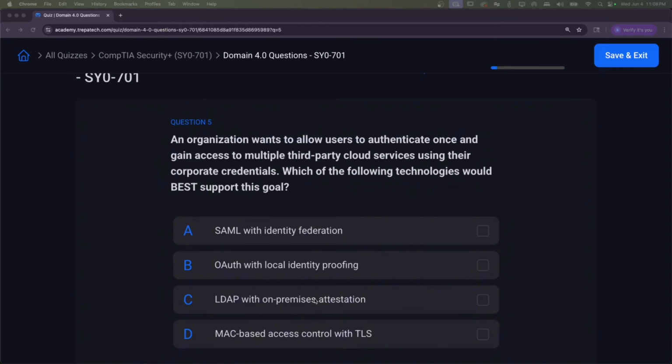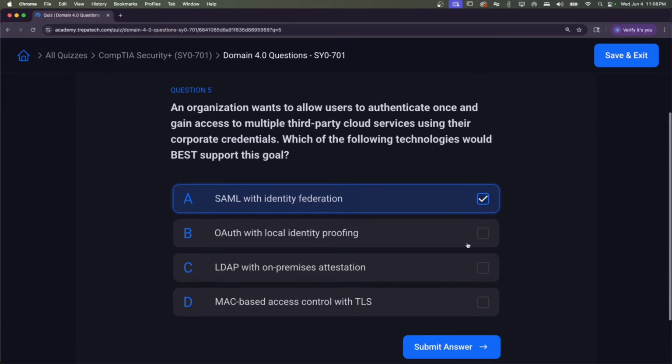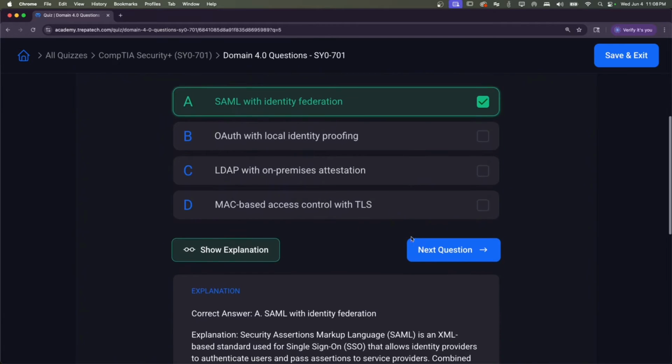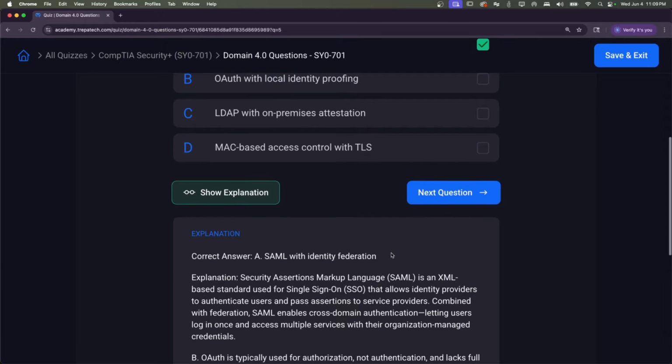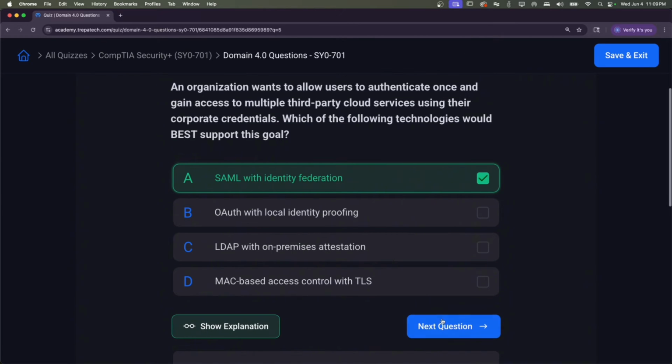LDAP is part of an authentication sequence, Active Directory uses LDAP, but I wouldn't say that's a federation, an SSO technology. Really the only thing that's delivering SSO or federation here is going to be A or B, OAuth or SAML, but more accurately, this is going to be SAML with identity federation, pretty much saying we're using an identity provider, right? A single identity provider to then access multiple third parties.